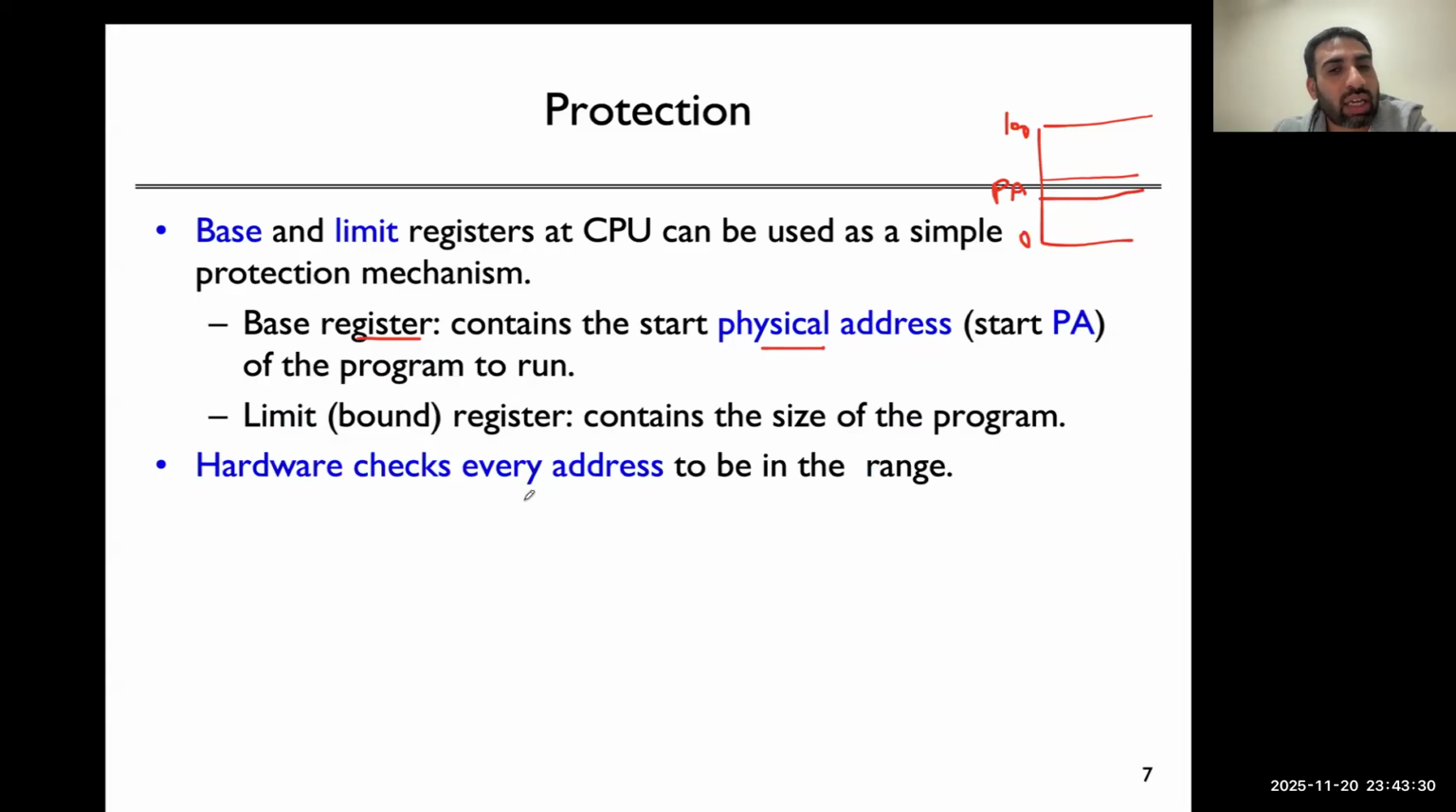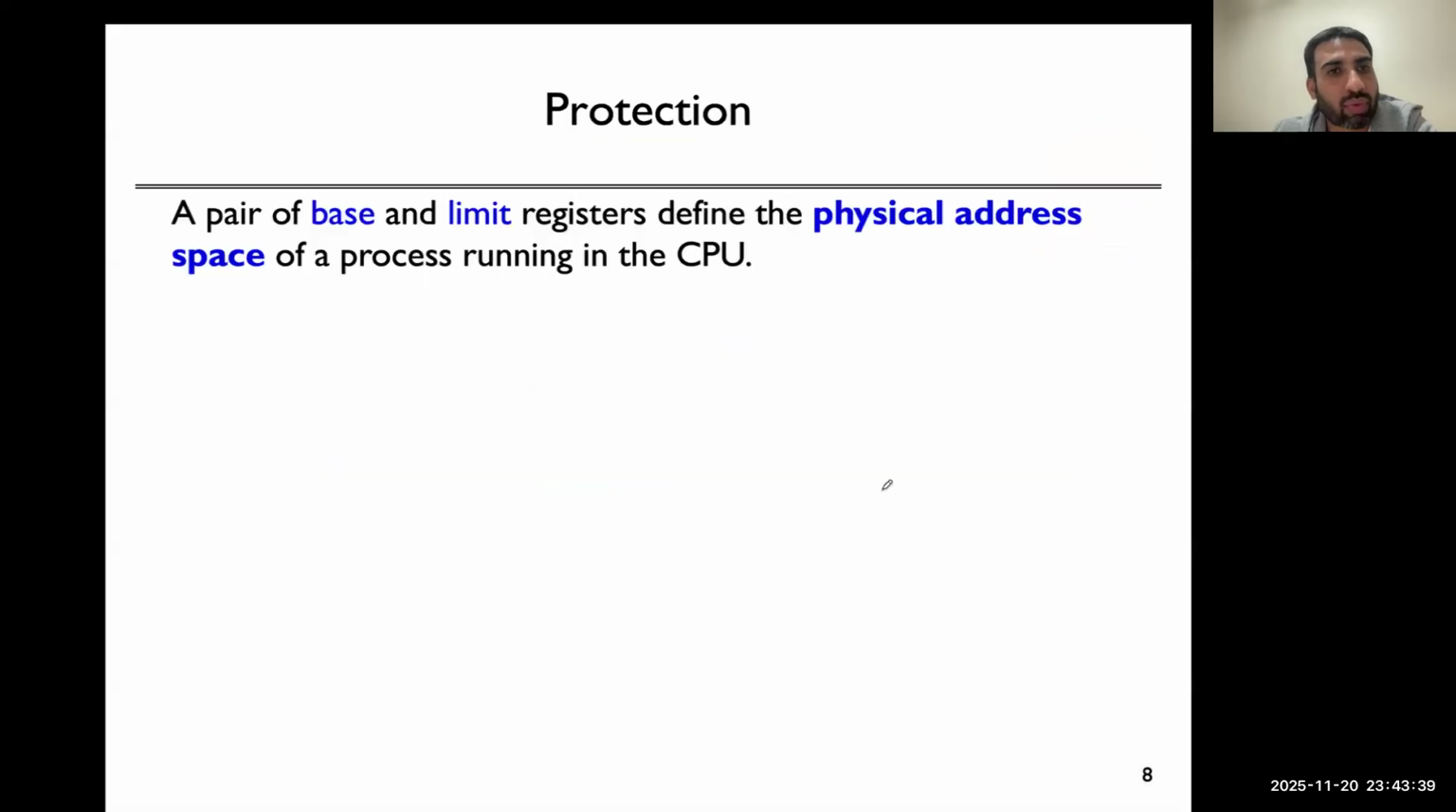So to provide the protection, what does the hardware do? It checks every address to be in the range. A pair of base and limit registers together define the physical address space of a process. So for example, if base register is, let's say, 10 and the limit is, let's say, 20, the smallest address will be 10 and the maximum will be 10 plus 20, which is equal to 30, right?